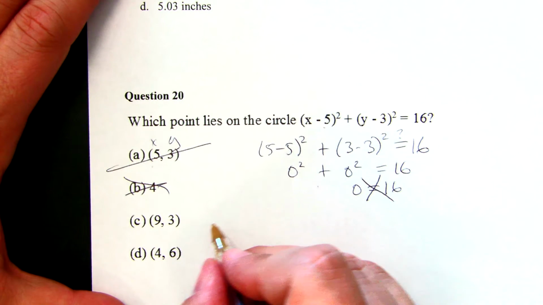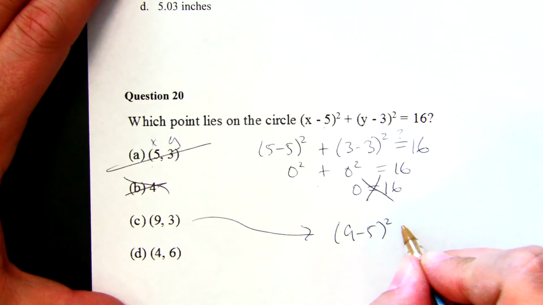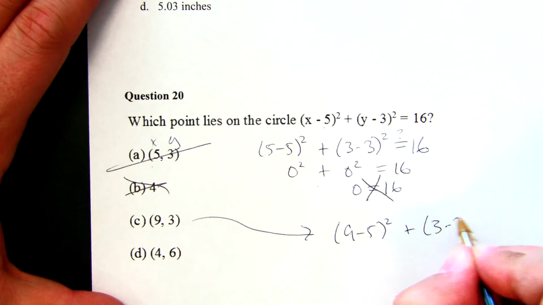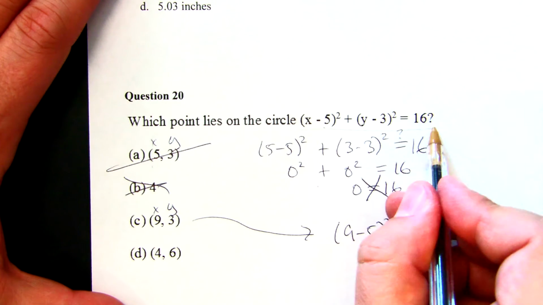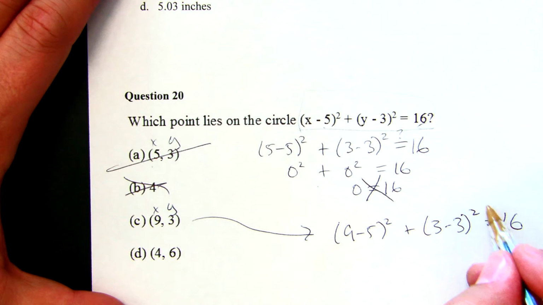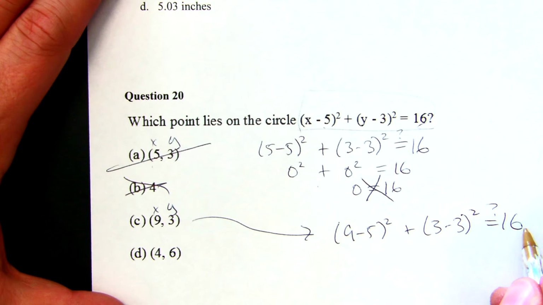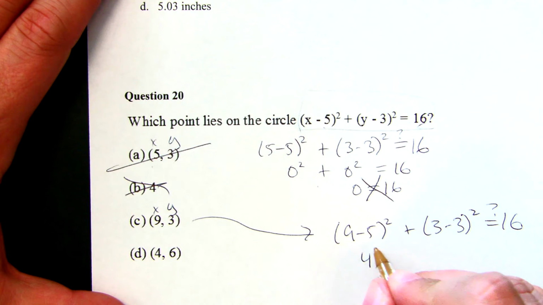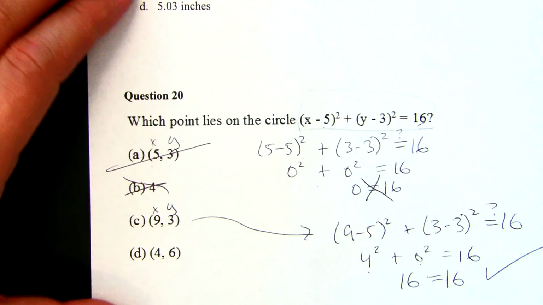Go to C. Alright? 9 minus 5 squared plus 3 minus 3 squared. Again, I'm just taking x and y and plugging them into this equation. If this point is on the circle, then this side should equal 16. Well, I've got 4 squared plus 0 squared equals 16. 4 squared is 16. 0 squared is 0, so 16. Yes, 16 does equal 16.